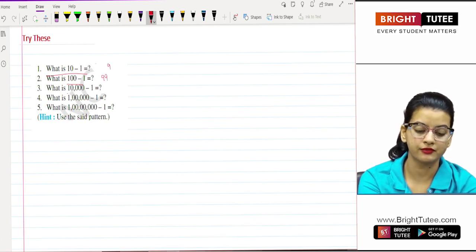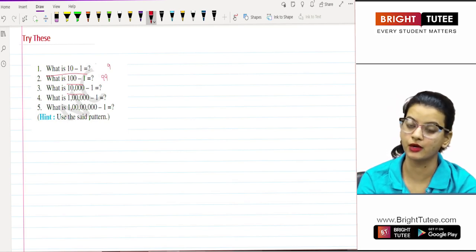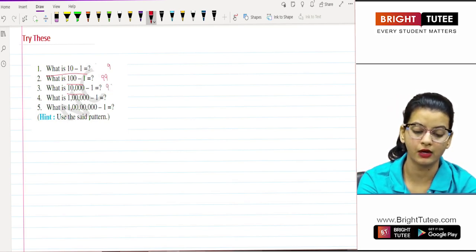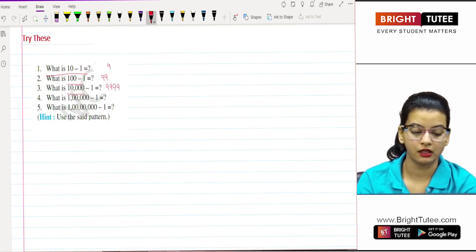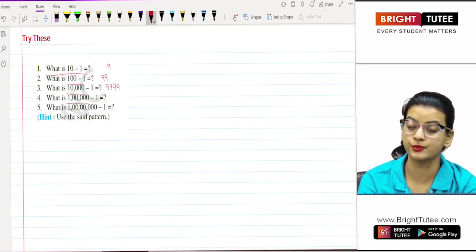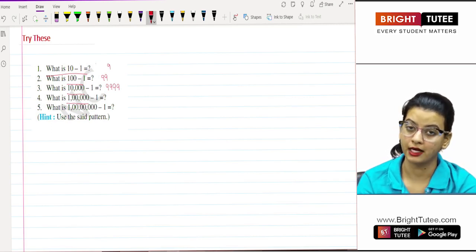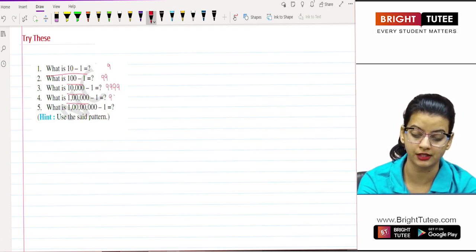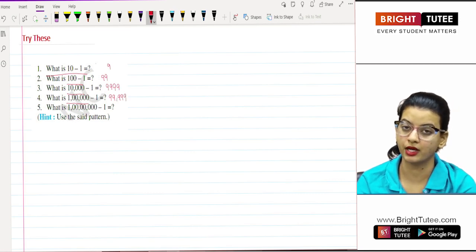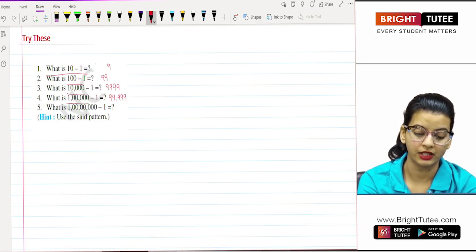Now the smallest 5-digit number minus 1 is the greatest 4-digit number. So 10,000 minus 1 is 9,999. Now this is the smallest 6-digit number. The smallest 6-digit number minus 1 is the greatest 5-digit number. So 99,999. So 1 lakh minus 1 is 99,999.